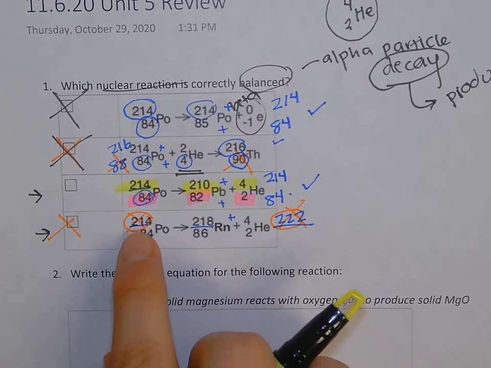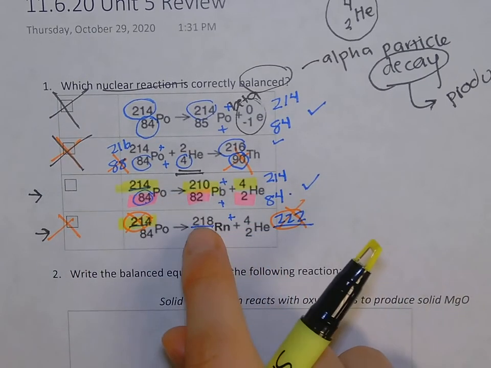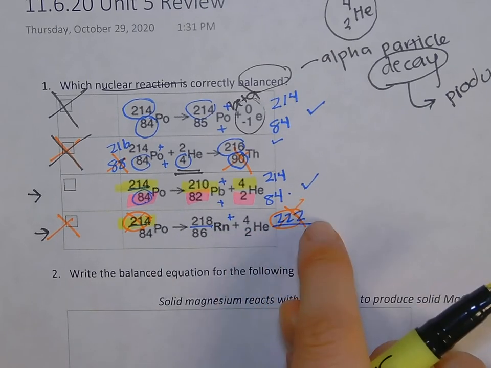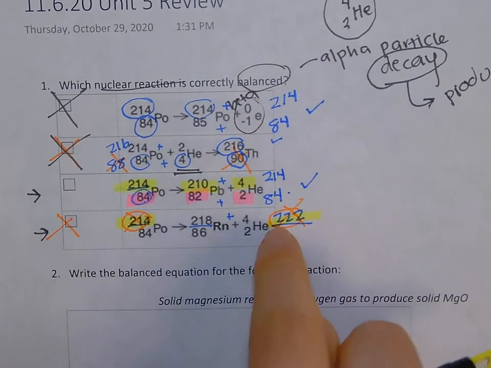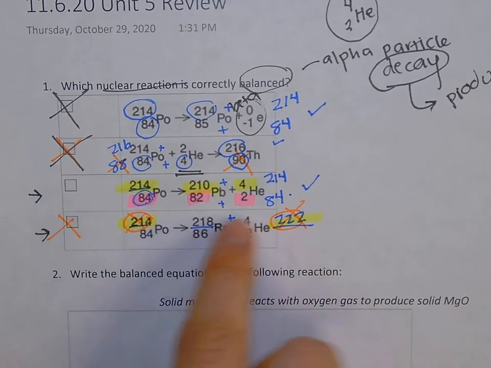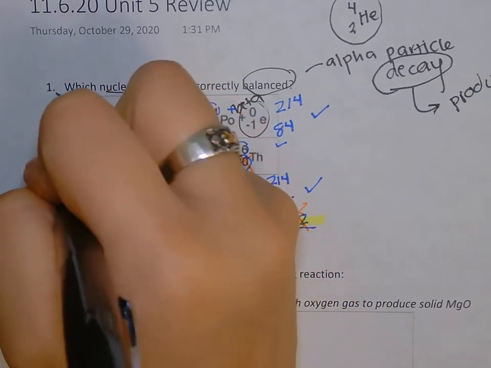214 on my reactant side, 218 plus 4 is 222. 222 does not equal 214. So therefore this equation is not balanced, so it cannot be D. Therefore my answer is C.